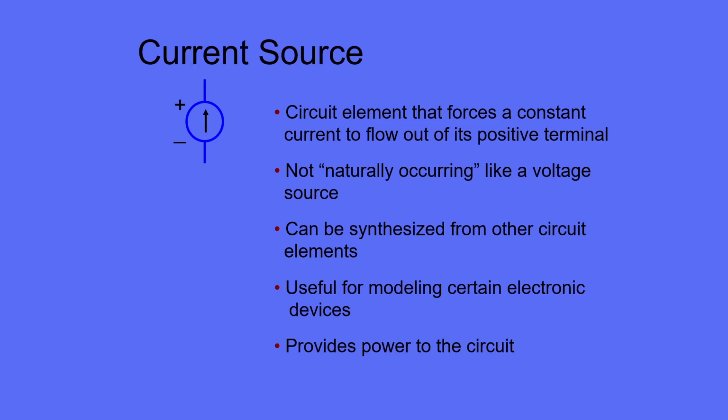In contrast to a voltage source, for which the voltage is constant and the current is determined by the rest of the circuit, the current out of a current source is constant, but the voltage across it is determined by the rest of the circuit.